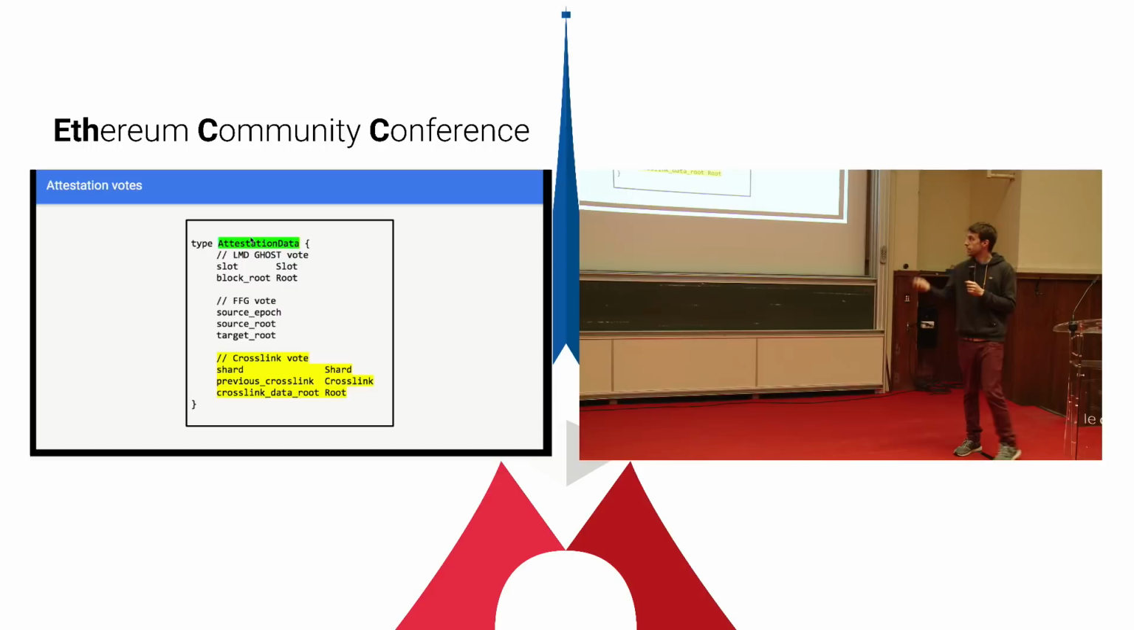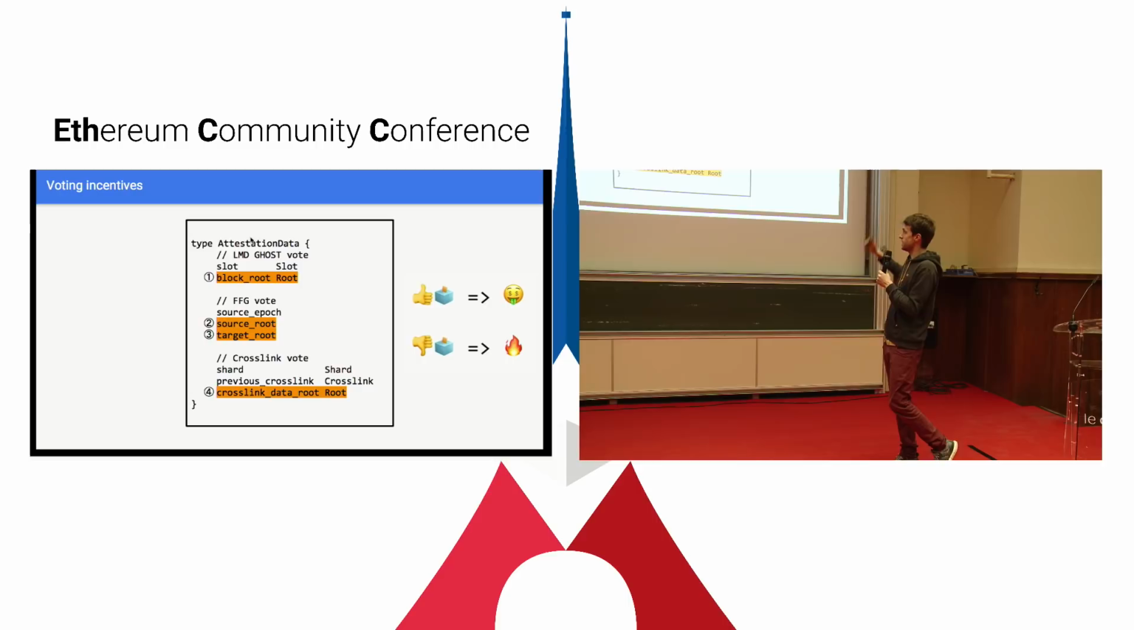Okay, so I'll try to move faster because I don't have that much time. There's basically four things that need to be chosen when you vote, and each thing basically has a micro incentivization. If you vote for the right thing, you get a reward, and if you voted for the wrong thing, you lose a little bit of money that gets burnt.